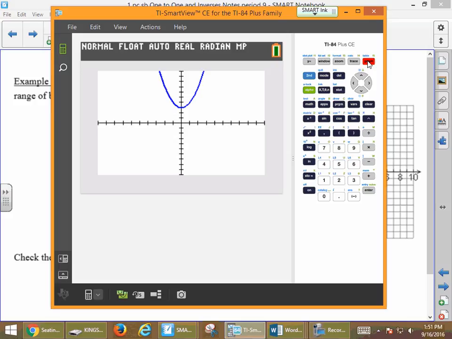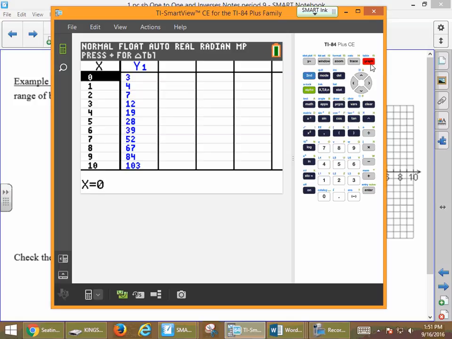It might be helpful to go to the table. We go to second and graph and look at the table. Mine defaults to starting at 0 and it says x is greater than or equal to 0. So these are the values that are showing up on my table right now that we would use: 0, 3, 1, 4, 2, 7, and so forth. And in fact, on those first 3 points, that's what I'm going to graph.